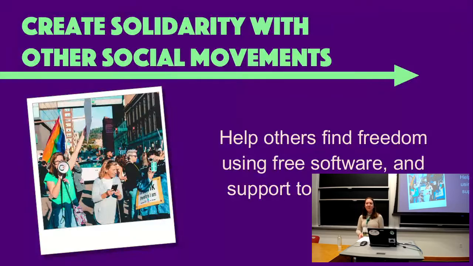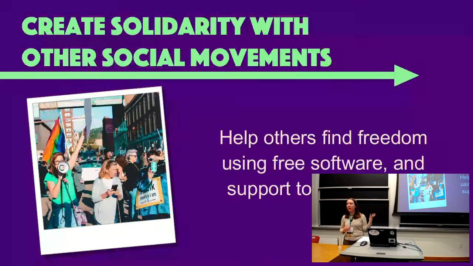But perhaps most importantly right now, we need to be creating solidarity with other social justice movements. And there are many reasons for this. One of the most important reasons is that they depend on us as much as we depend on them. Now, total liberation is maybe an idealistic dream that I like to think can be achieved, but if it's going to be, these groups have to work together.